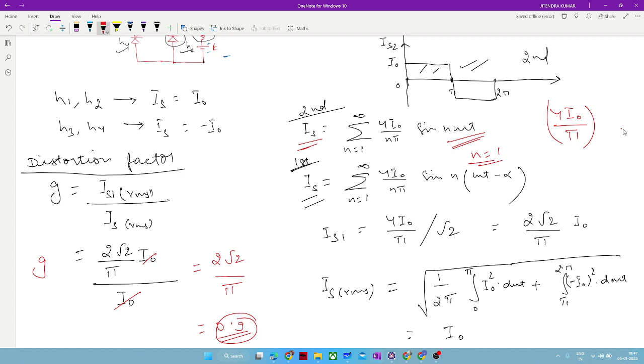Whether it is discontinuous or continuous, 4 I naught by pi is your peak component. So you should not bother about other things. So it is 4 I naught by pi only.